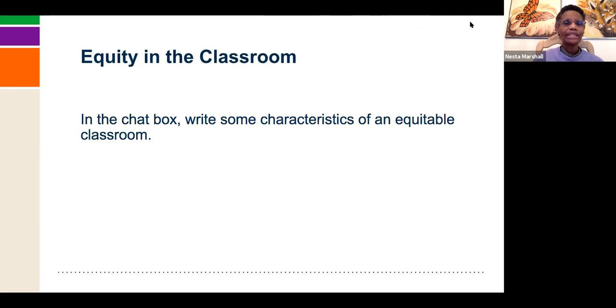So in a moment, we're going to ask you to write some characteristics of an equitable classroom. And if you can just list one or two ideas that come to mind for you in the chat box when you hear the term equitable classroom.